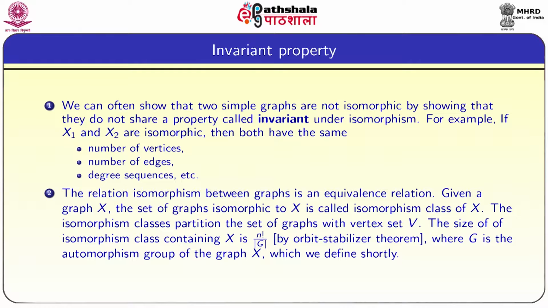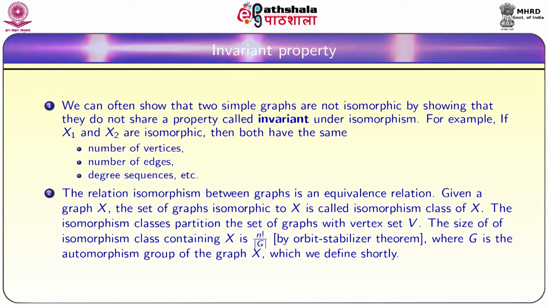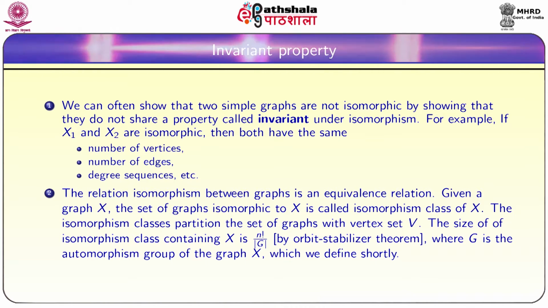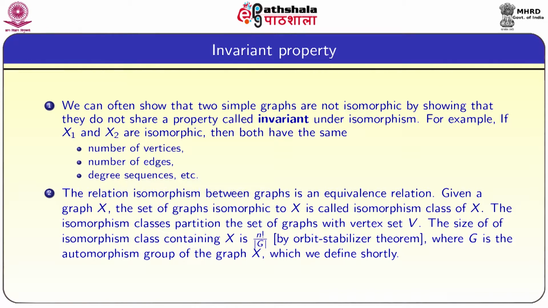The size of isomorphism class containing x is n factorial divided by cardinality of G, that we will define later, where G is the automorphism group of the graph x, that we have not introduced till now, but just realize that isomorphism class contains exactly n factorial by cardinality of G. That is why this automorphism group of the graph is also important, that we are going to define shortly.